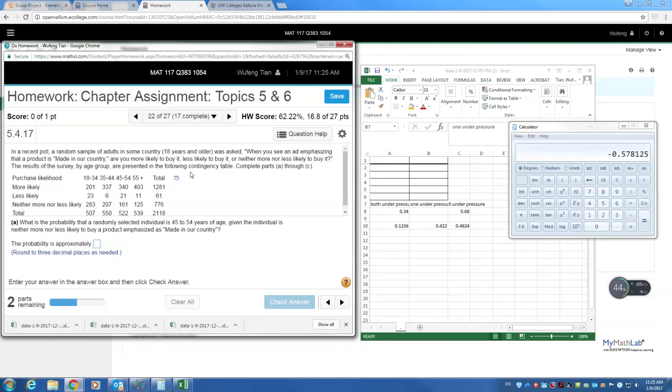In the original poll, a random sample, what's the probability that a randomly selected individual is in either the more or less likely category?